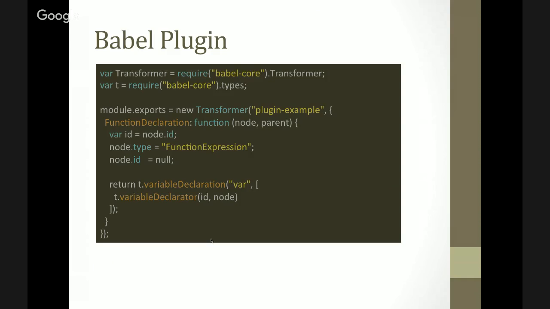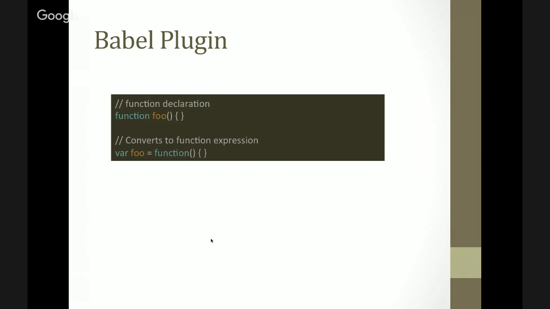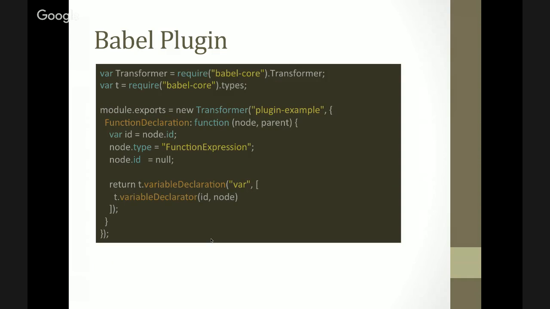So the idea here is you have a function declaration like function foo, and that converts it to var foo equals function. This happens at build time. You write your code regularly, and when you run through the build process, it'll convert that at the end. If we look at this code, all we're doing is pulling in the transformer and then the types. And you'll see this a lot while working with ASTs, this visitor pattern, where you only focus on the nodes that you care about, and you ignore everything else, going through them like they don't exist. This makes it a little bit nicer because it doesn't really care what you pass it.